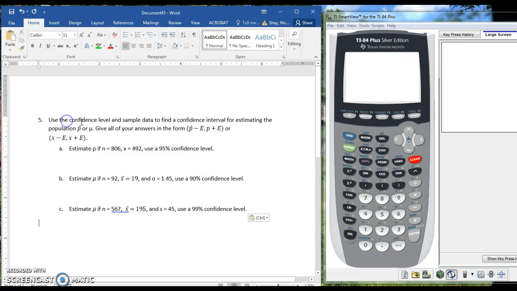So, this says the confidence level and sample data. Use the confidence level and sample data to find a confidence level for estimating a proportion or a mean. Give all of your answers in the interval form. So this means whatever the calculator spits out, we're going to give the low value and the high value. Remember, that's the middle value minus the error and plus the error. We'll talk about what the middle value is as well. But let's get into this. So there are 3 situations. Before I actually solve these problems, I'm going to write which calculator operation we're going to use.